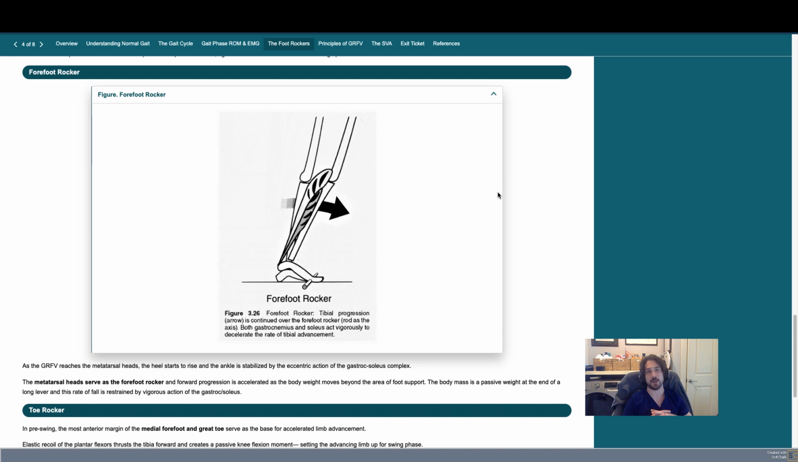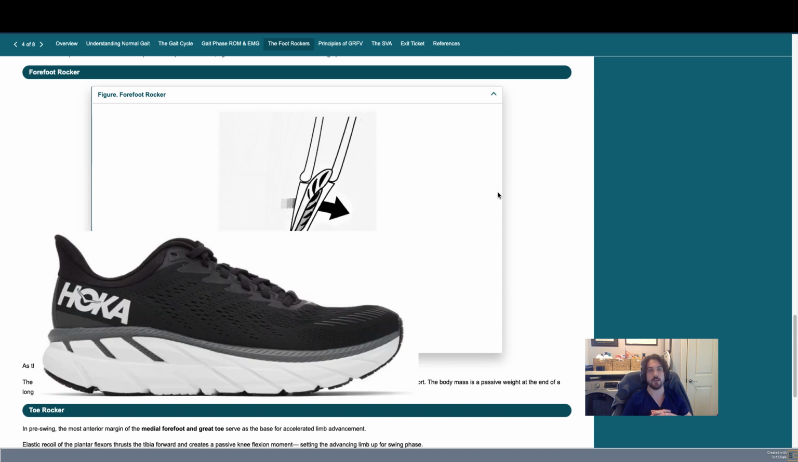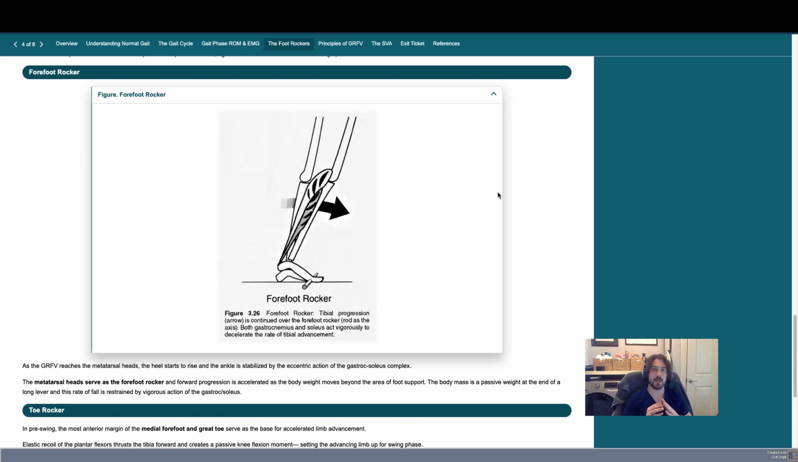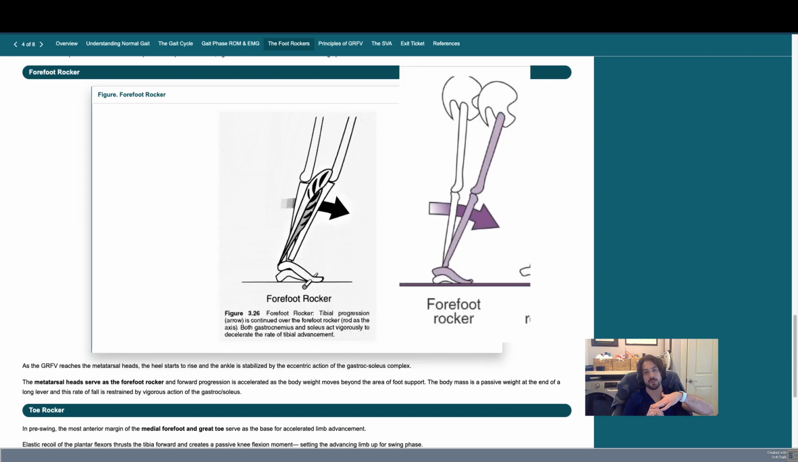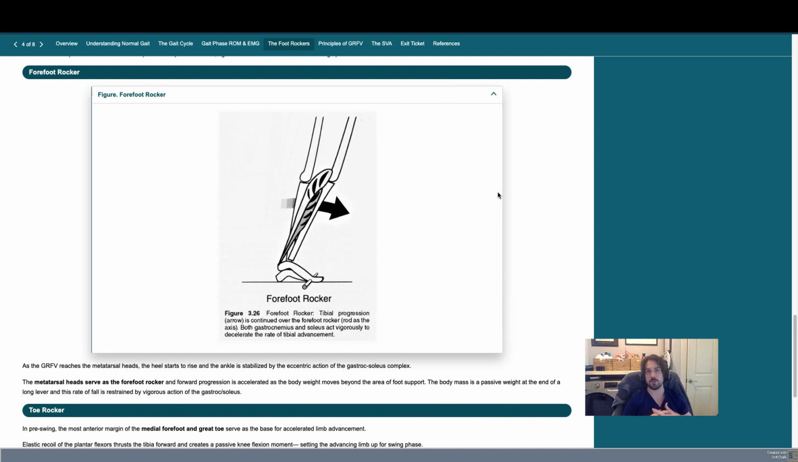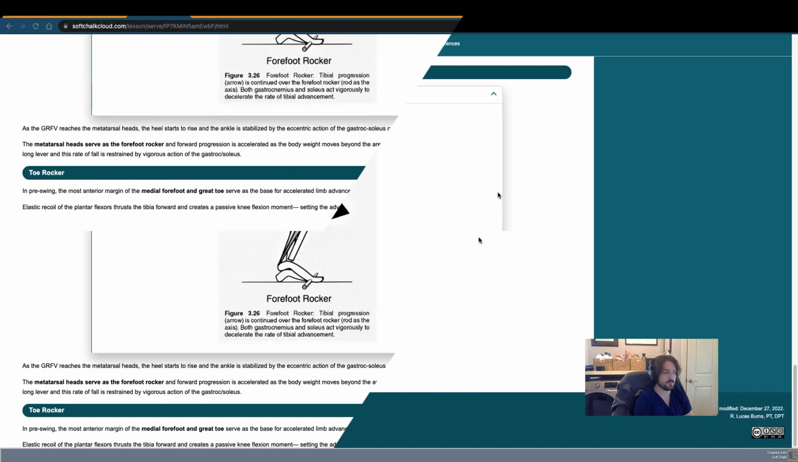So the other thing that we can do to help with our third rocker is we can recommend a rocker bottom shoe. So that has a bit of a bump on the bottom that allows the person to kind of have a simulated rollover, almost like they would be rolling over their metatarsals. And so that helps create that acceleration that we're missing by not having a normal third rocker.